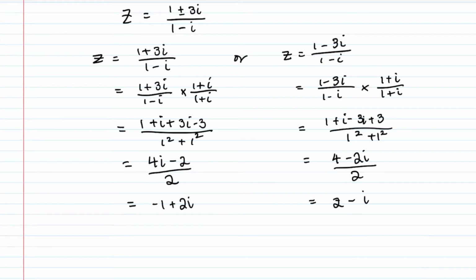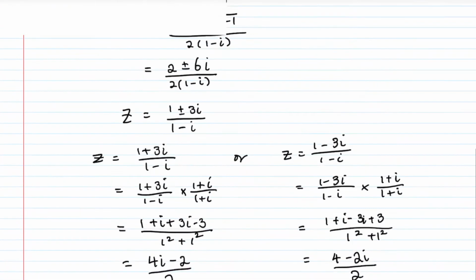Alright, so your answers are very, very simple. It's these two. So your two roots would be z equals minus 1 plus 2i and z equals 2 minus i. That's all you have for this part. So that's part A completed.